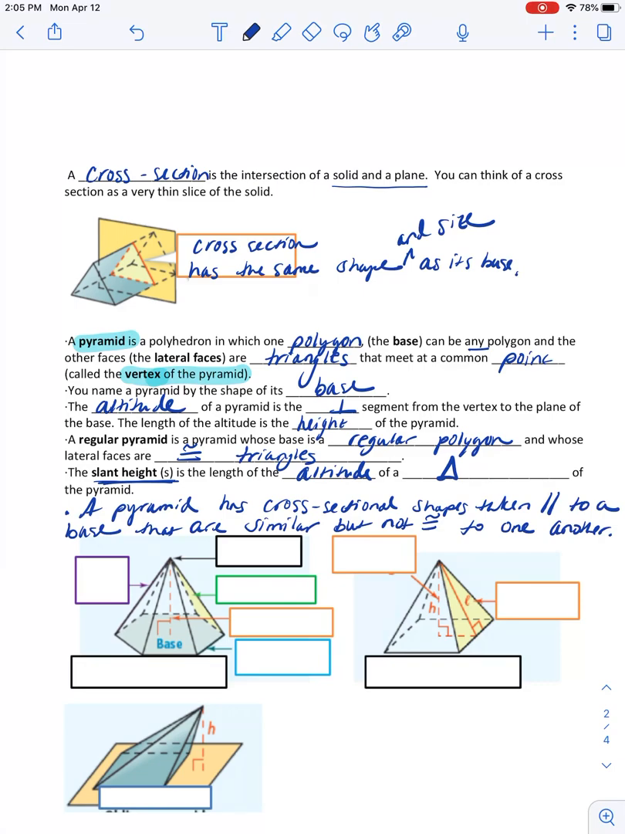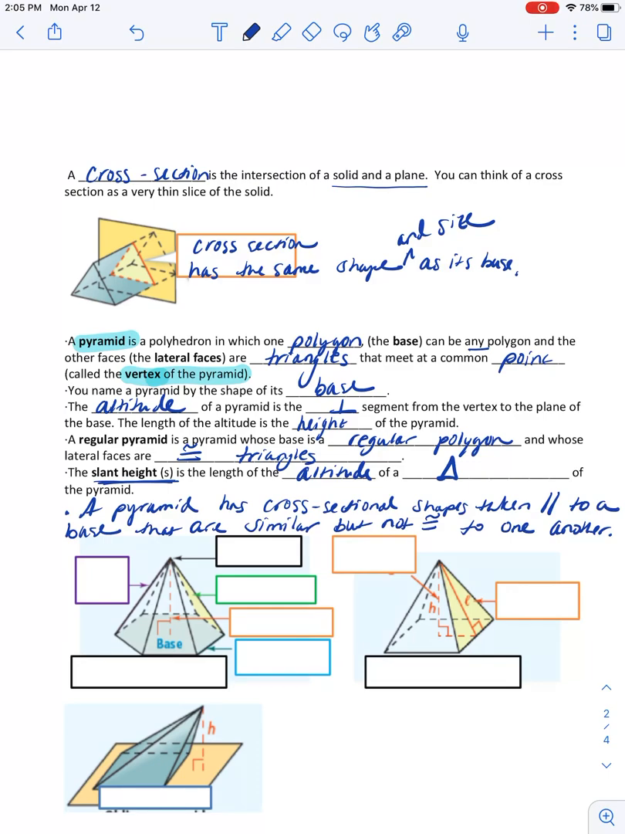I want you to think of, if you're looking at this pyramid that I'm highlighting, and you were to take cross sections, all of the cross sections are going to be these squares, but as you get higher to the top, those squares are going to get smaller and smaller, right? So that's why those cross sections are similar but not congruent.